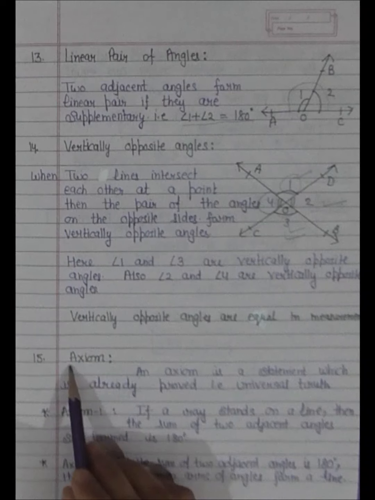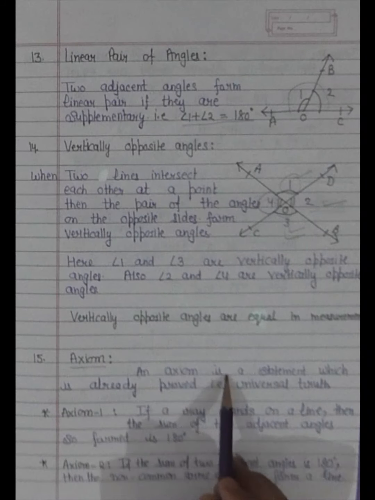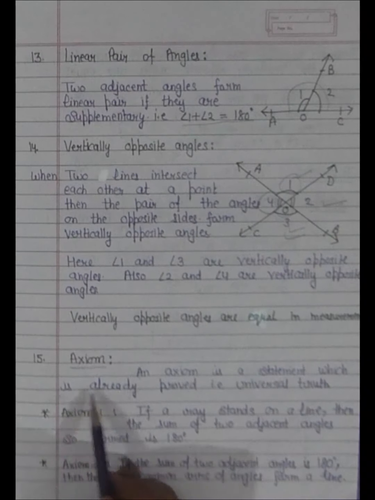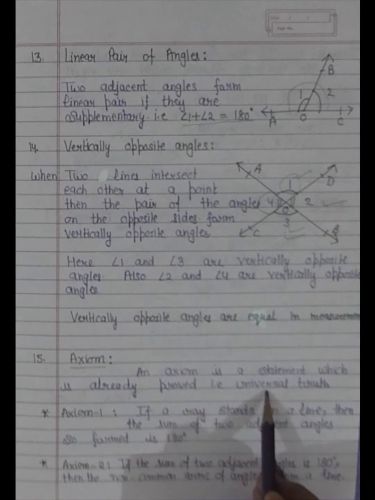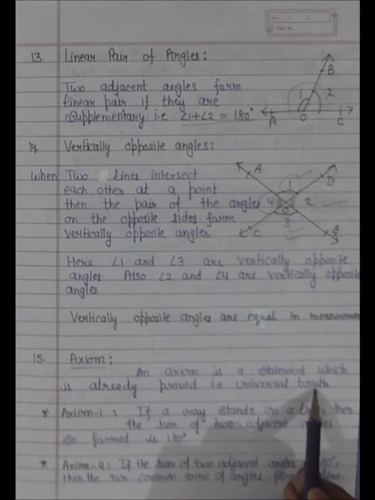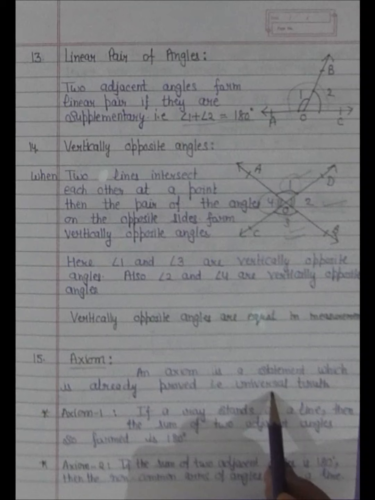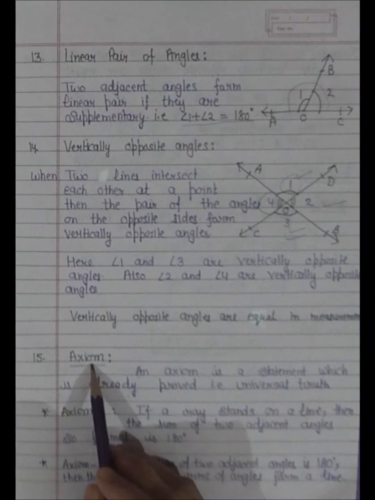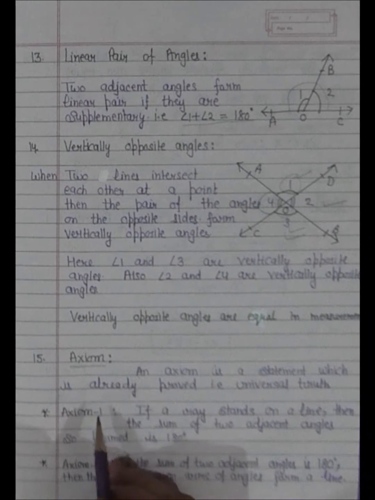Axioms. Now what is an axiom? An axiom is a statement which is already proved, that is a universal truth. The statements which are universal truths are called axioms. In this chapter we will study 4 axioms.